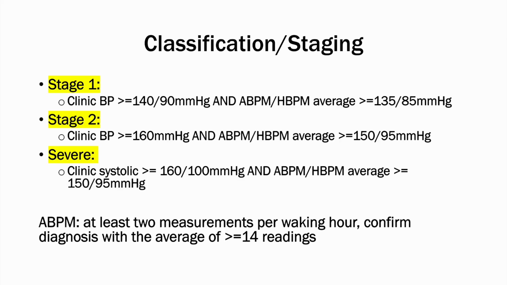For ambulatory blood pressure monitoring, NICE specifies at least 2 measurements per hour during the patient's usual waking hours, and the diagnosis is confirmed using the average of at least 14 readings. If a patient cannot tolerate ABPM, home blood pressure monitoring is the acceptable alternative, and this is also worth knowing as a step up in the recent update to this guideline, which now places more emphasis on out-of-clinic monitoring in general.